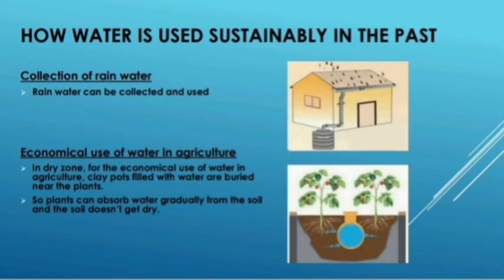These are some examples of how water was used sustainably in the past. Collection of rainwater. Rainwater can be collected and used. Economical use of water in agriculture. In the dry zone, for the economical use of water in agriculture, clay pots filled with water are buried near the plants. So, plants can absorb water gradually from the soil and the soil does not get dry.